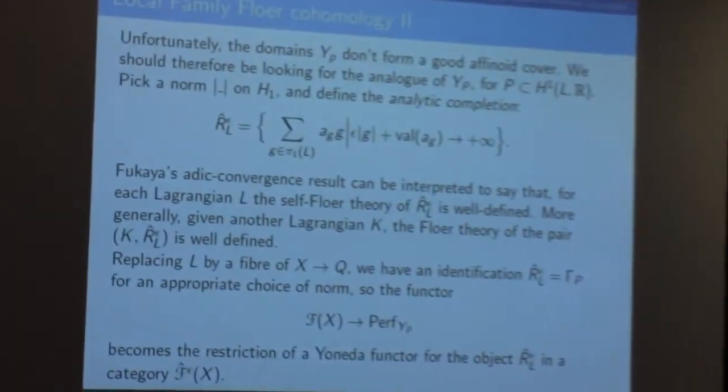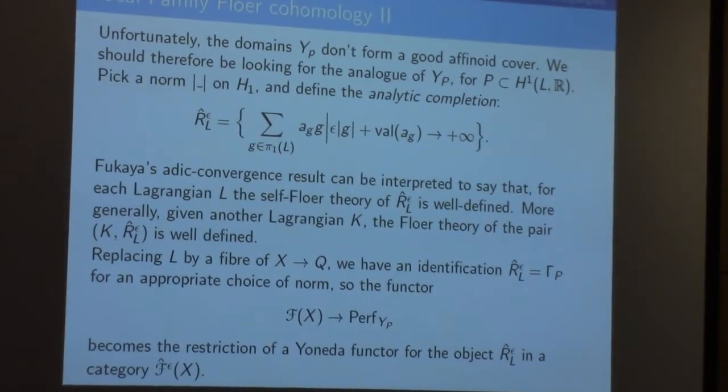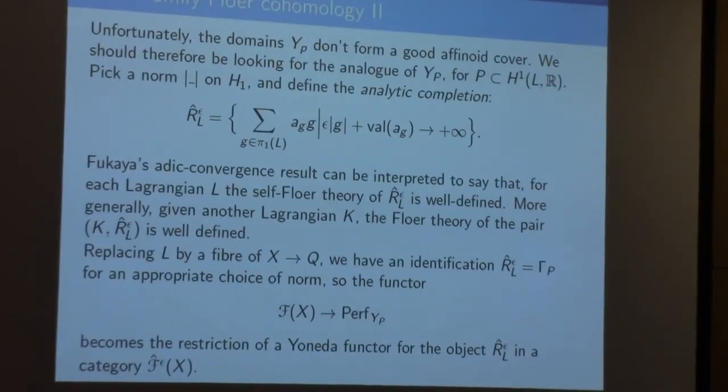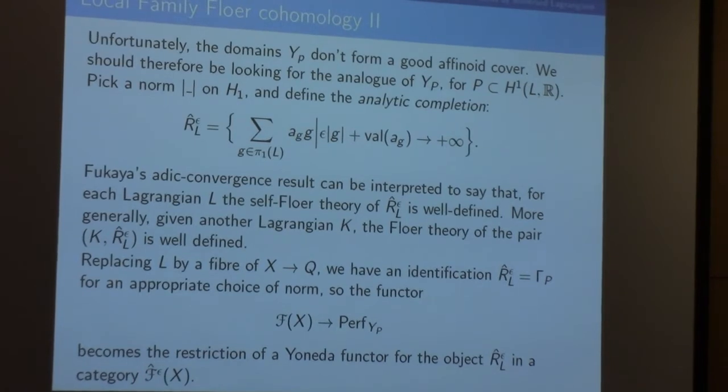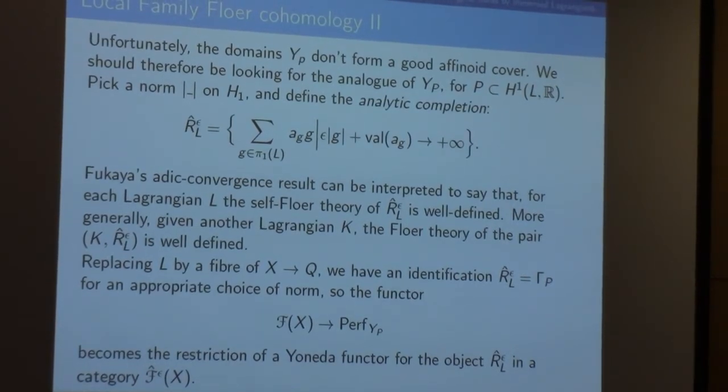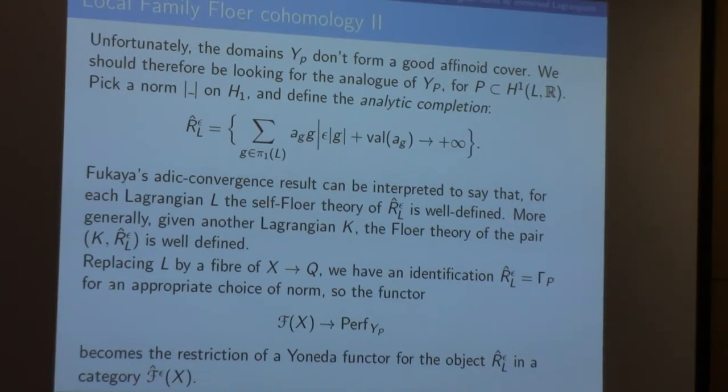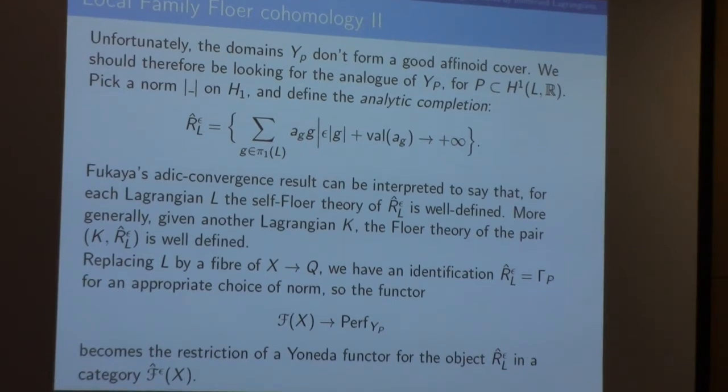So now we reinterpret this result of Fukaya, but with family Floer cohomology. And it basically says that if you take another Lagrangian, then you can do Floer cohomology with a pair, K, with this analytic completion, as long as epsilon is small enough. That's exactly what it's saying.